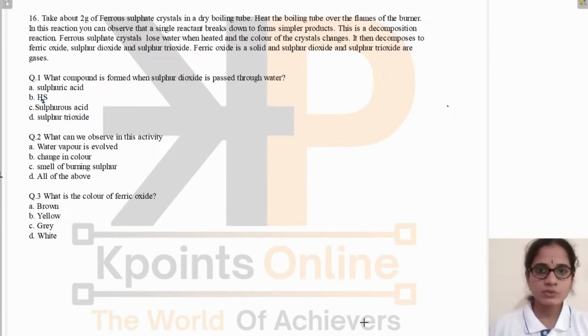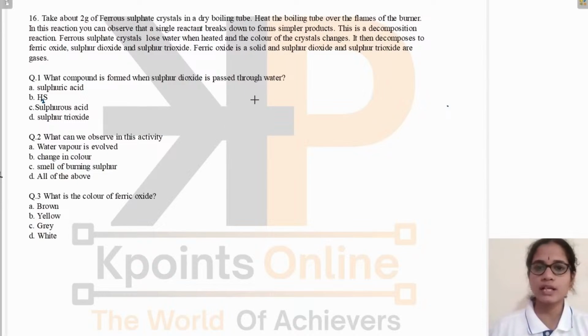Okay. Now let us see the next question, that is the case study question. Take about 2 gram of ferrous sulfate crystals in a dry boiling tube. Heat the boiling tube over the flame of the burner. In this reaction, you can observe that a single reactant breaks down to form simpler products. This is a decomposition reaction. Ferrous sulfate crystals lose water when heated and the color of the crystals changes. It then decomposes to ferric oxide, sulfur dioxide and sulfur trioxide. Ferric oxide is a solid and sulfur dioxide and sulfur trioxide are gases. Now you have to understand this reaction, then answer these questions.